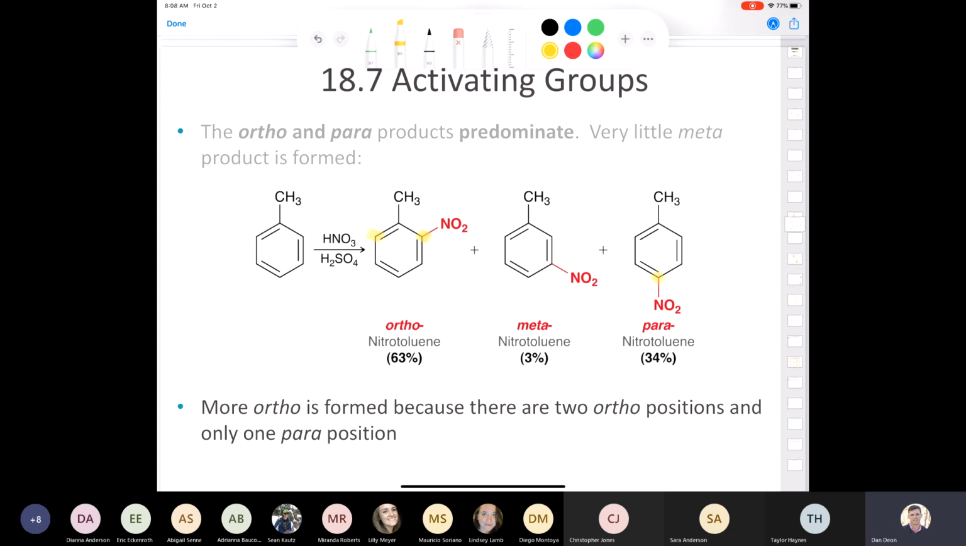Again, a methyl group can provide some steric hindrance, but a methyl group is not very big, so it's basically an exception. If you have any alkyl group that's bigger than a methyl, then you will see that para will predominate, and we'll look at that later.